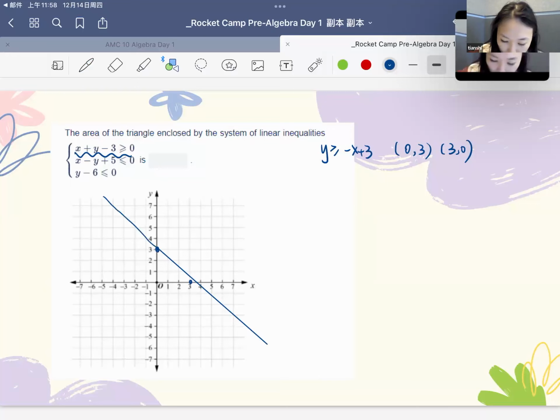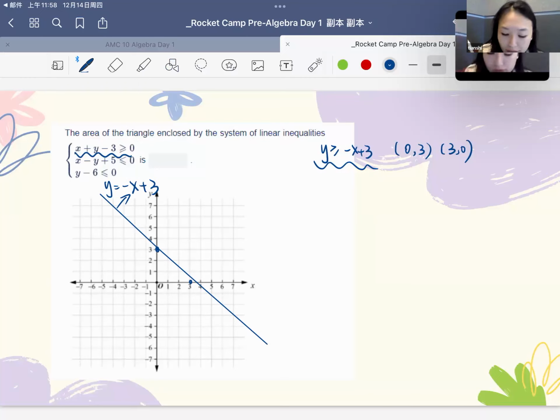We can draw a graph here, okay? So the graph is y = -x + 3. And we know that actually y is larger or equal to that line. So it's moving to the right, right? Moving up. We need that direction.